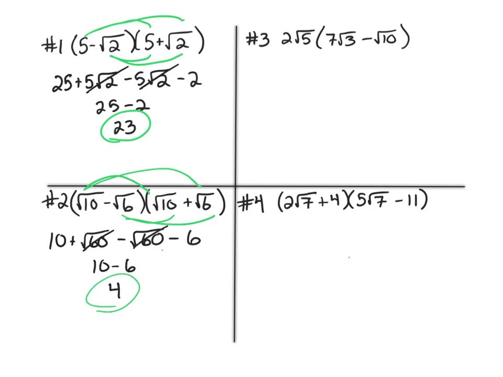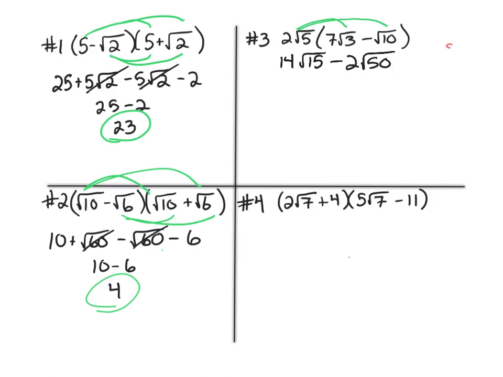Now, as we take a look at number 3, this one's a little bit different because the first expression only has one term. So I'm just going to distribute that one term into the parentheses. So 2 times 7 gives me 14. Square root of 5 times square root of 3 is the square root of 15. Minus 2 times negative 1 is negative 2. 5 times 10 is 50.